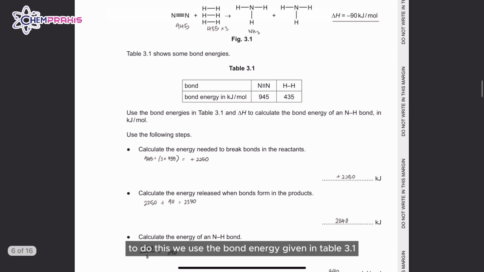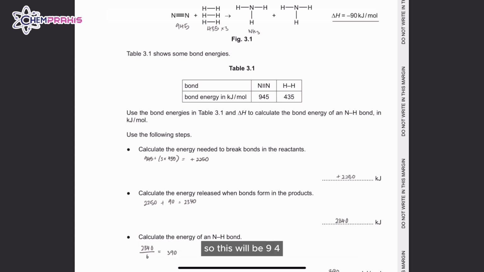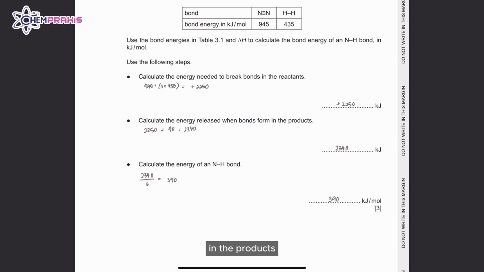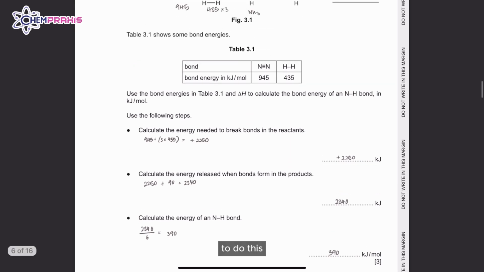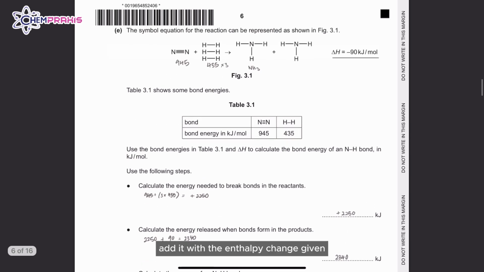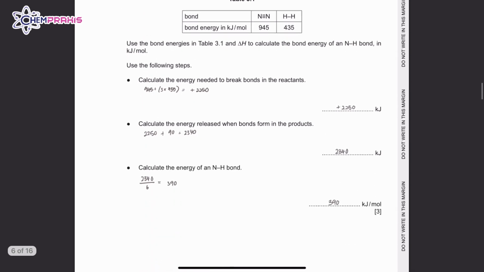To do this, we'll use the bond energy given in table 3.1. So this will be 945 plus 3 times 435, as there are 3 of each of the H bonds. Your answer will equal 2250. Next, calculate the energy released when bonds form in the products. To do this, we'll use the answer we got from the first part, add it with the enthalpy change given. Your answer should be 2340.